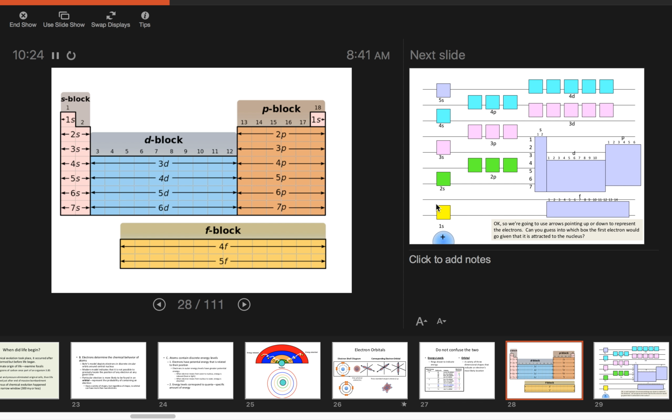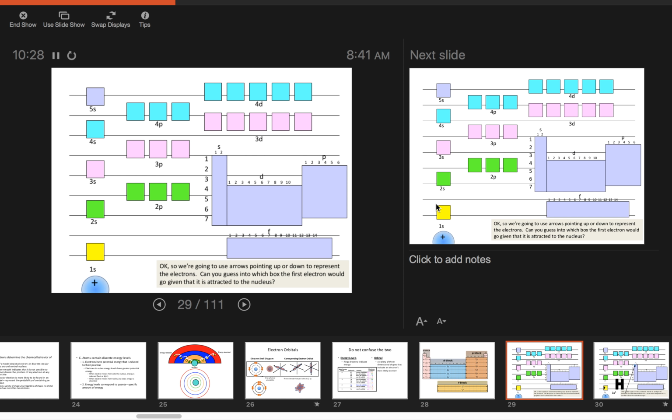Doesn't the D block skip a level? Yes, it does. Yep. Okay.